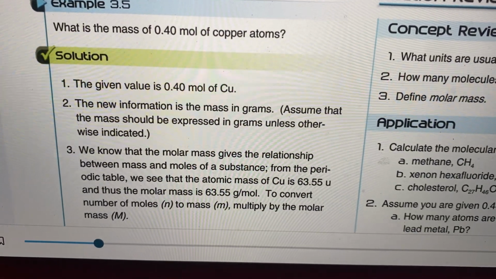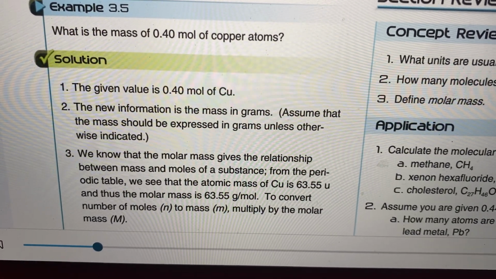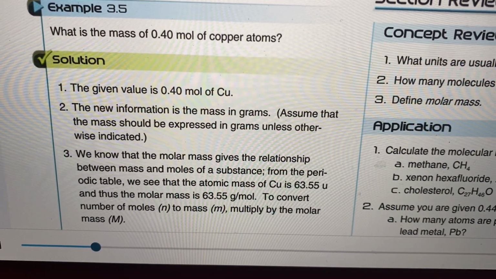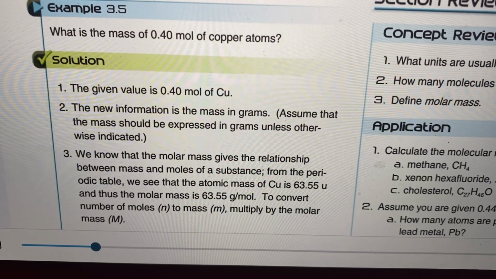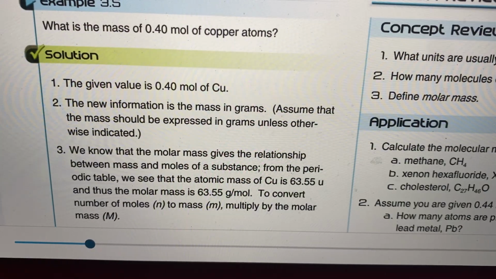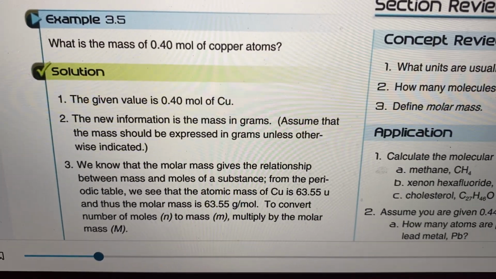So you're given the value is 0.4, and the new information is the mass in grams. Assume that the mass should be expressed in grams unless otherwise indicated. So you're going to say it's in grams.